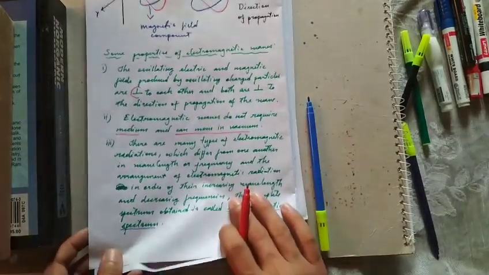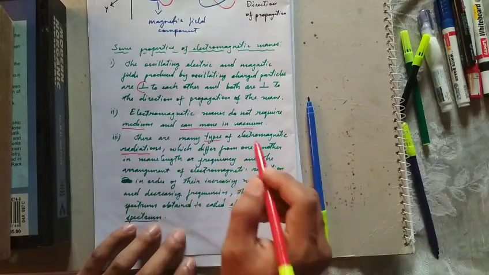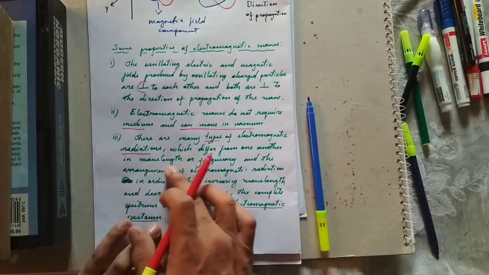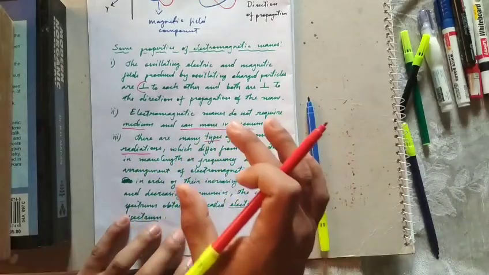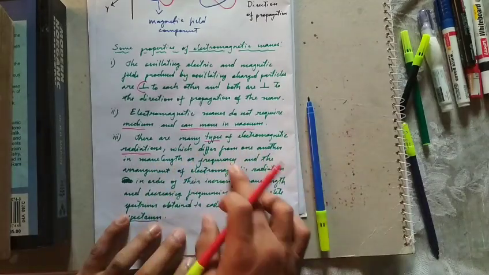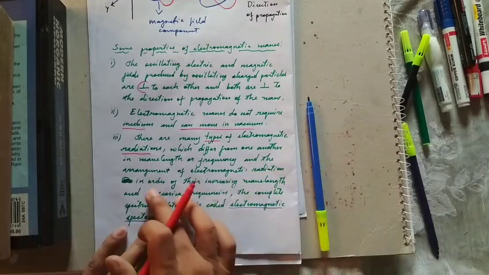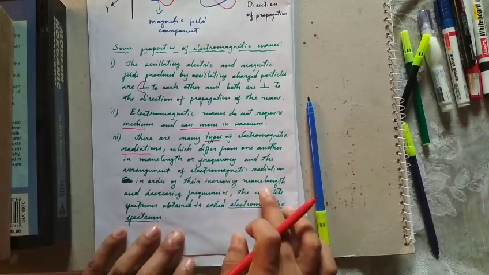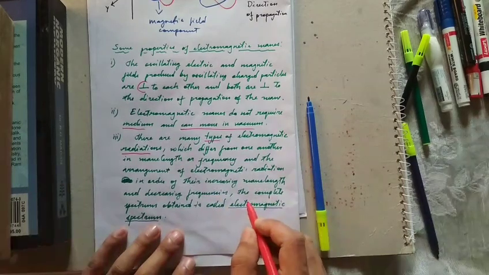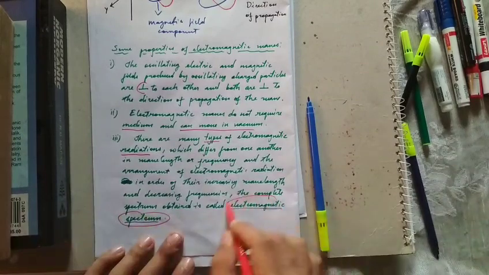There are many types of electromagnetic radiations which differ from one another in wavelength or frequency. The arrangement of electromagnetic radiation in order of increasing wavelength and decreasing frequency, the complete spectrum obtained, is called the electromagnetic spectrum.